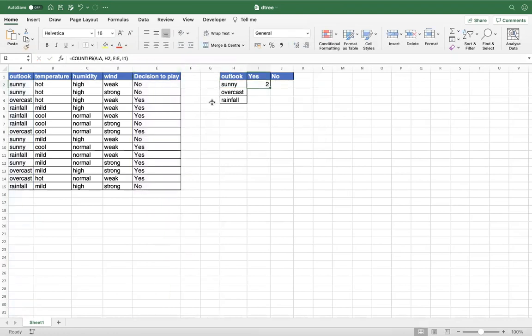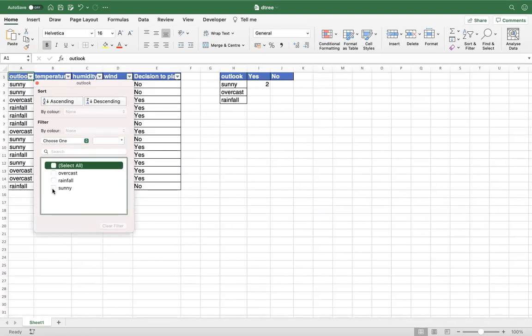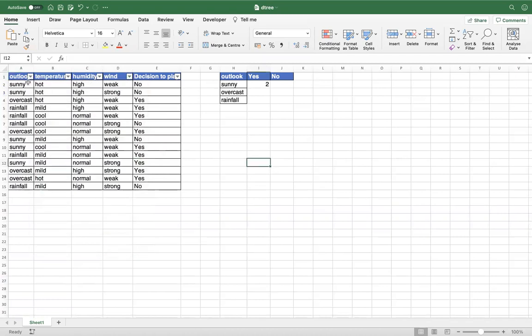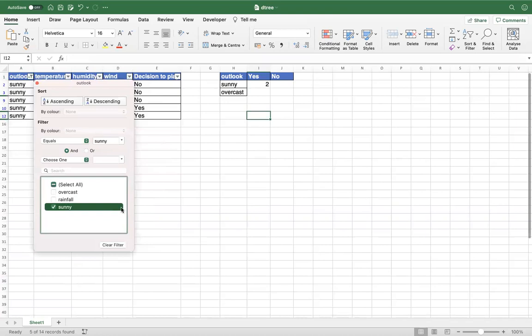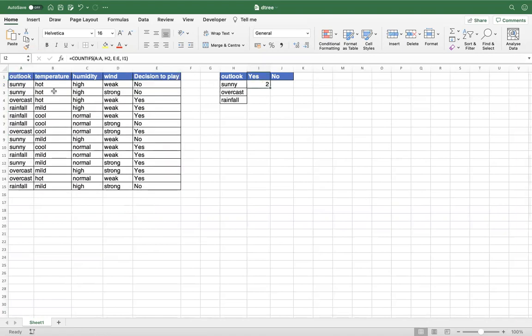So in the entire data, count ifs, entire A is H2 and decision to play is I1. It's only 2 whenever outlook is sunny. Decision to play is yes 2 times, no is 3 times. Okay. Cool.